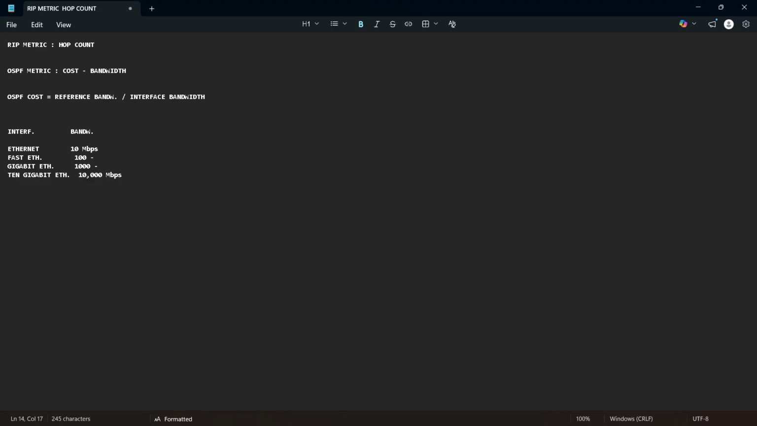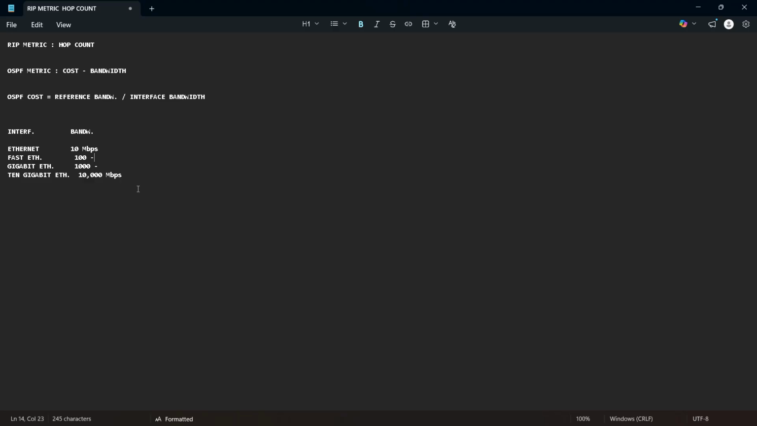Now the question is about the use case. Ethernet we rarely use. Fast Ethernet we use somewhat. When we talk about Gigabit Ethernet and 10 Gigabit Ethernet, this is what we use in our enterprises, right? And each is 10x the other speed-wise.